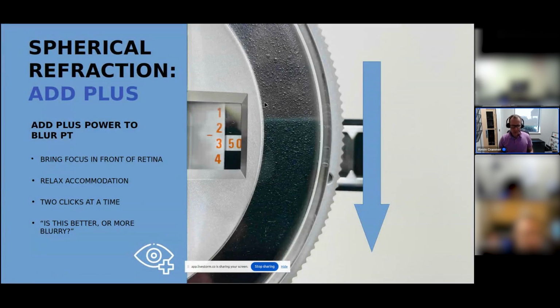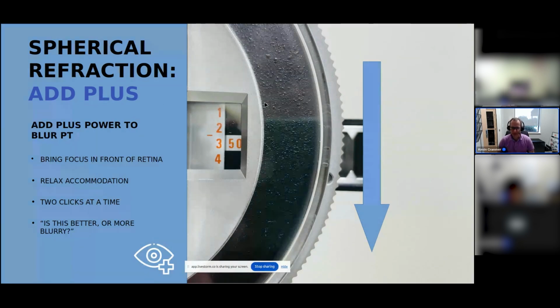All right, now we're going to get into the mechanics of actually refracting a patient. So we've got the patient in the room, they're in the exam chair, we've gotten the refractor all set up, and they can see through the ocular. Let's say the pictures are for the left eye, so the right eye is covered up.